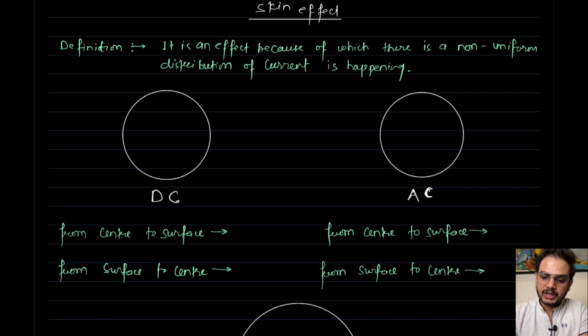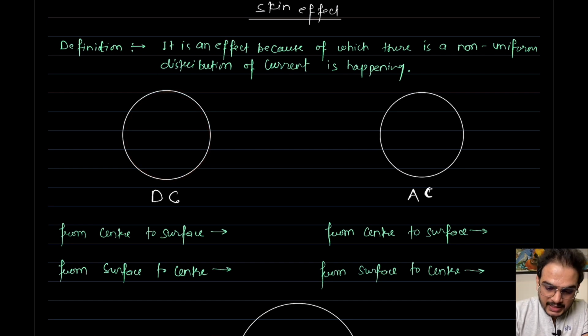According to the definition, it is an effect because of which there is a non-uniform distribution of current over the cross section area of the conductor. For that, I have taken this first cross section area of a conductor, this is my conductor A, this is my conductor B. I am feeding conductor A with a DC supply, and this is my AC supply to my conductor B.